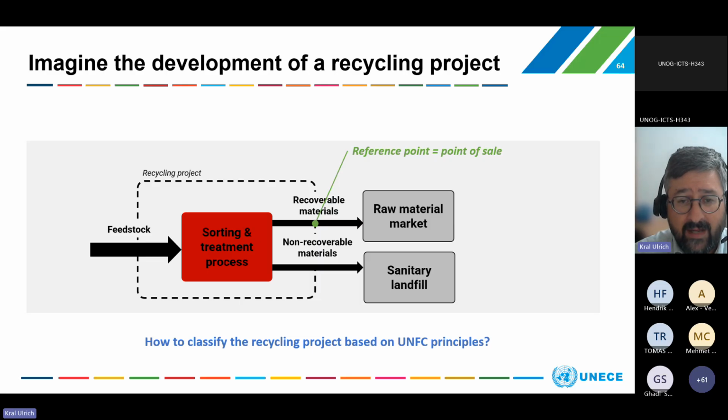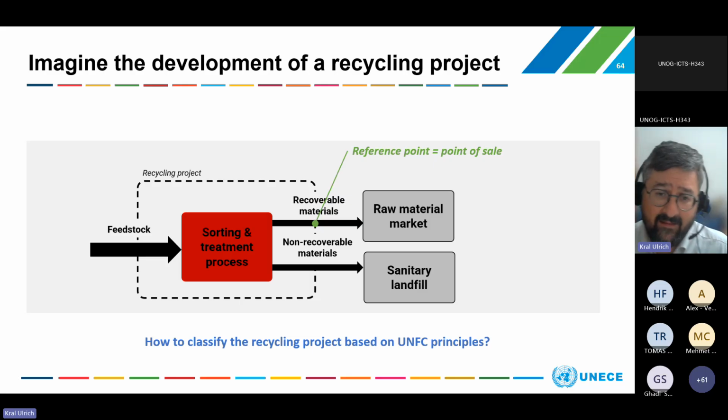The first one are the recoverable materials. They are sent to an off-taker and they are sold in the raw material market. The second type of flow are non-recoverable materials, and this at the very end might go to a sanitary landfill, or if there's still an energy content in it, it can also be sent to thermal treatment.